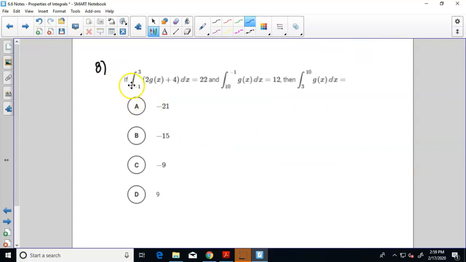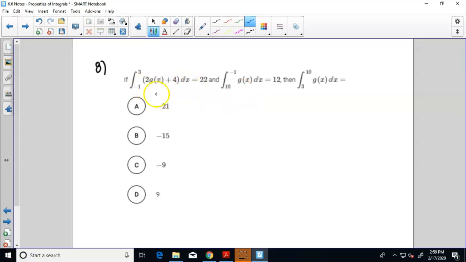For number 8, it tells us that the integral from -1 to 3 of 2g of x plus 4 is 22. It tells us the integral from 10 to -1 is 12. And then it tells us that we want to find the integral from 3 to 10. So, this one's going to have us going around the world a little bit. This one's harder than I realized.